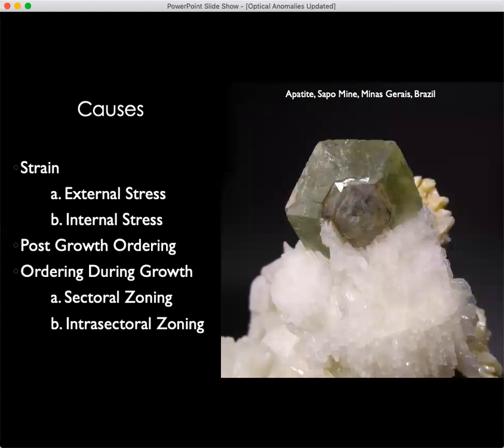Understanding basic symmetry operations in a crystal is important to understanding what an optical anomaly is. So what is an optical anomaly? It's just as it sounds. It is a mineral that demonstrates out of the ordinary optics involving a change in symmetry. The following can cause optical anomalies: strain, post-growth ordering, and ordering during growth that results in sectoral or intersectoral zoning.